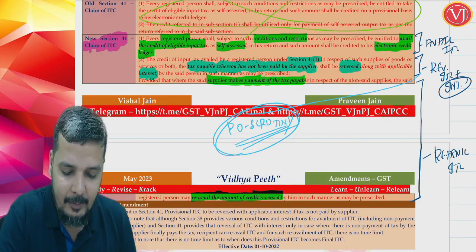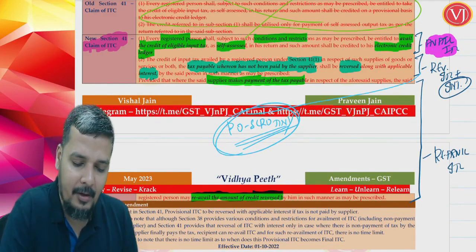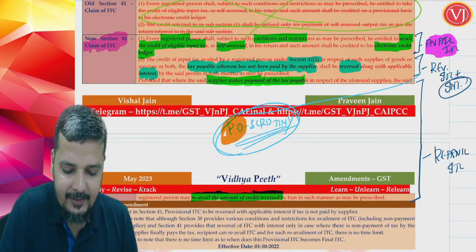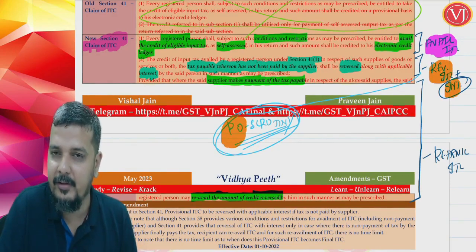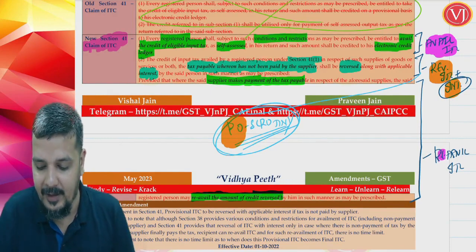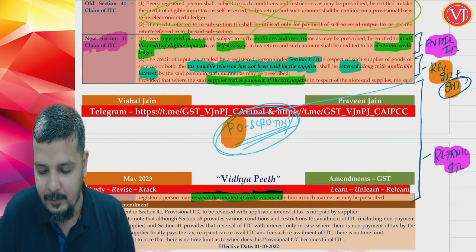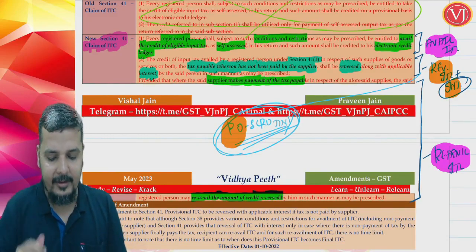So first they tell you to please take the input tax credit. And if the proper officer at a later point of time tells you that your supplier has not made the payment of tax, you please reverse that with interest. And if you later find that the supplier has actually made the payment of tax, you can re-avail the input tax credit. Interest will be a cost, but you can re-avail the input tax credit.